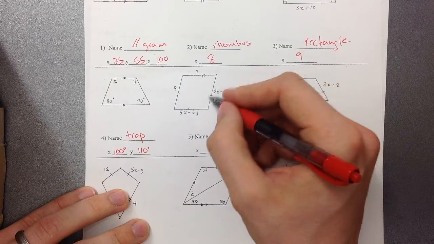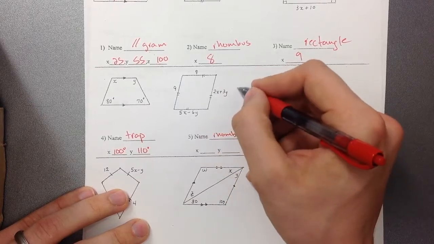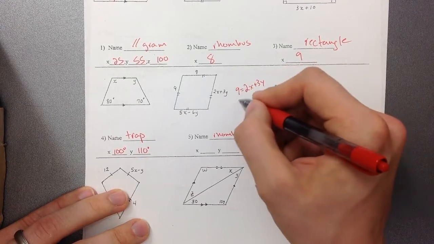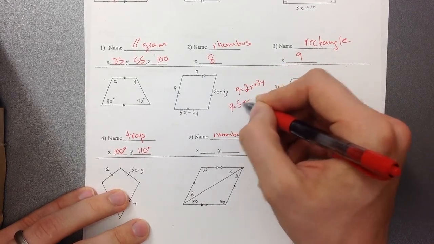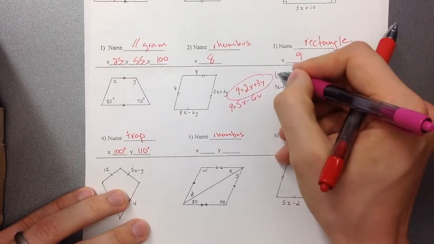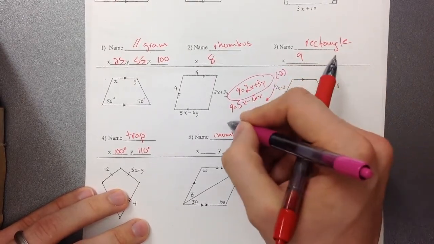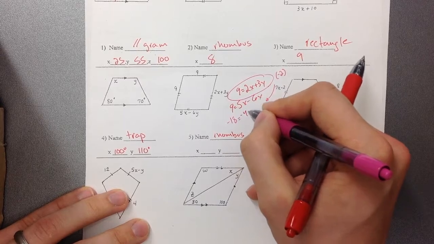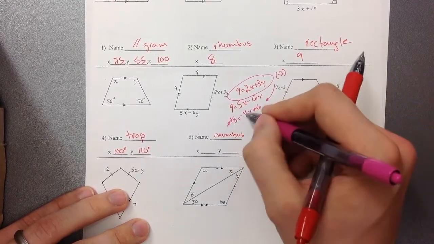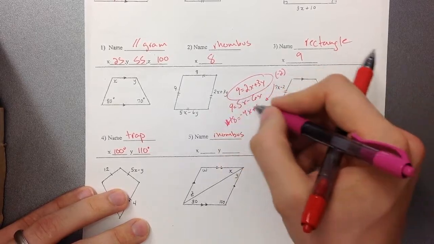Again, they don't give us any angles. And I'm going to use a system of equations here. I'm going to get 9 is equal to 2x plus 3y. And I'm also going to get 9 is equal to 5x minus 6y. I'm going to use elimination. I'm going to multiply this equation by negative 2. Oh wait, I don't need to flip the signs. They're already opposite.